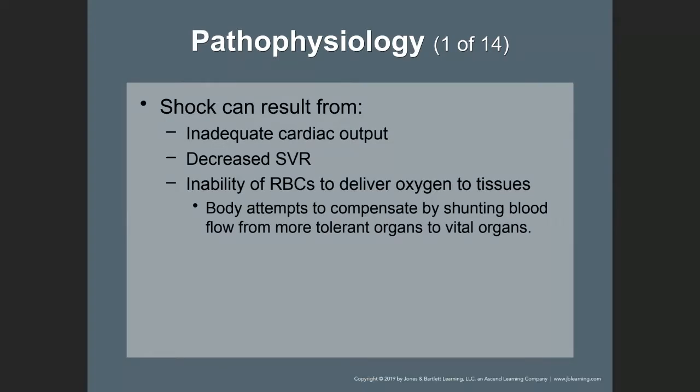The body attempts to compensate by shunting blood from more tolerant organs to vital organs. That's how the body compensates for shock. It's going to redirect blood flow from areas that can go without blood flow longer and direct the blood flow to the vital organs: brain, lungs, heart, kidneys.